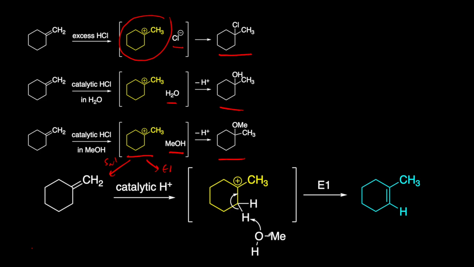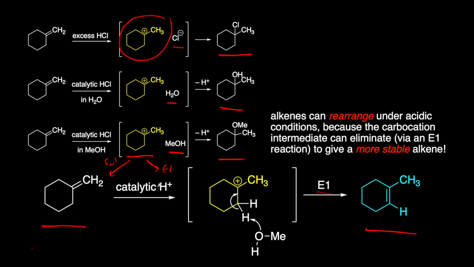Methanol is acting as a weak base. It could be methanol, it could be water, it could be really whatever solvent is around to give us this essentially E1 product. Now, alkene to alkene, hard to memorize like that. But this is rearrangement. This is alkene rearrangement. So alkenes can rearrange under acidic conditions because that carbocation can eliminate to give either alkene.